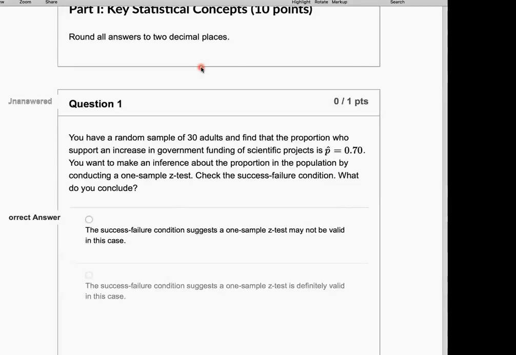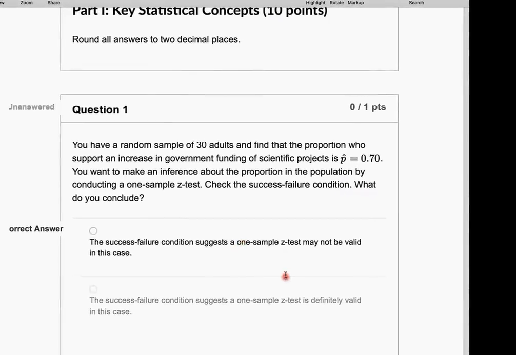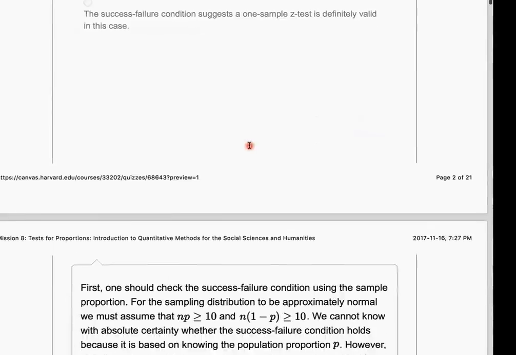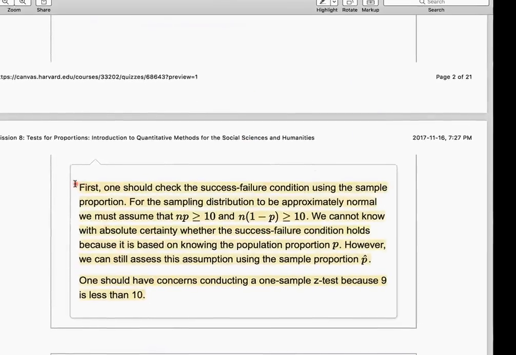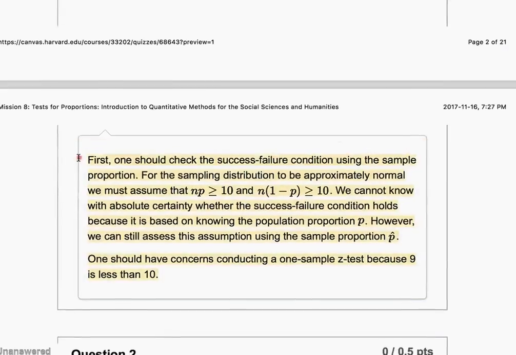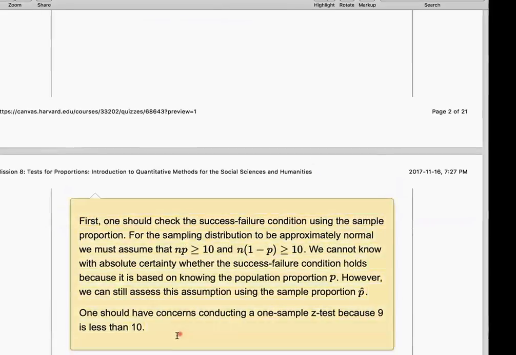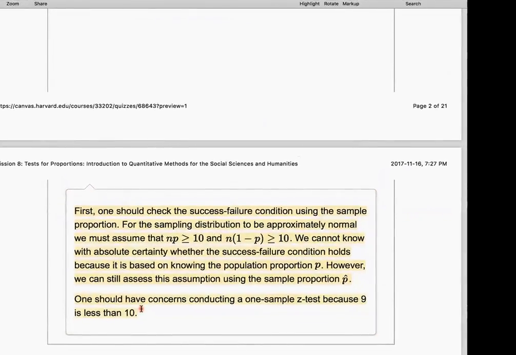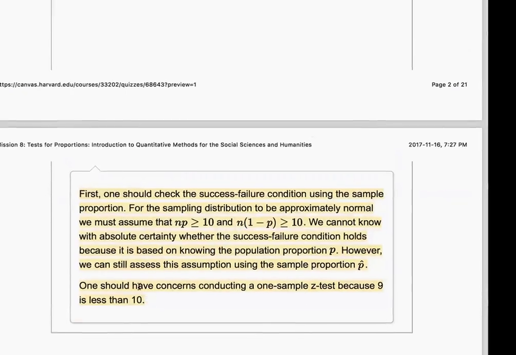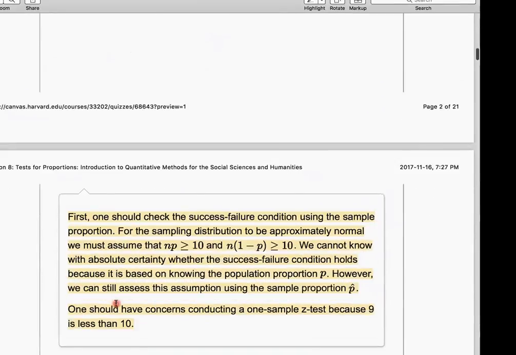The success-failure condition here suggests that a one sample z-test may not be valid in this case. Well, what exactly do we mean by the success-failure condition? It is tested by using the sample proportion. And I think, if I'm not mistaken, I wrote in the answer before. So if you didn't get it right, and even if you did, I think we flag you for the answer. You can tell me if not, though. But in Canvas, if you don't get it right, as I have done, obviously I got the answer wrong because I did not fill it out.